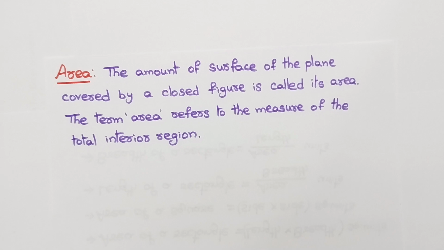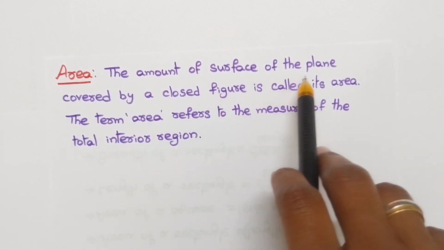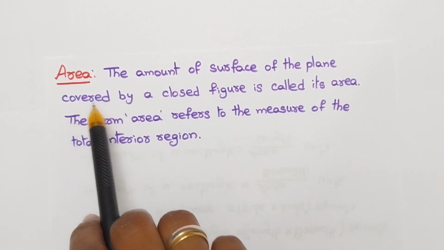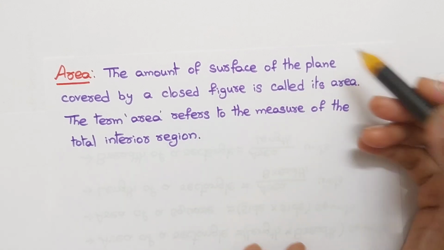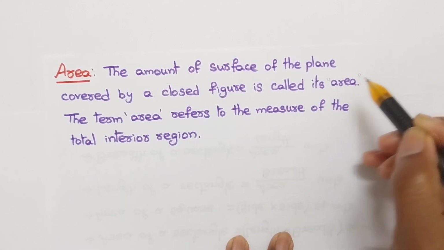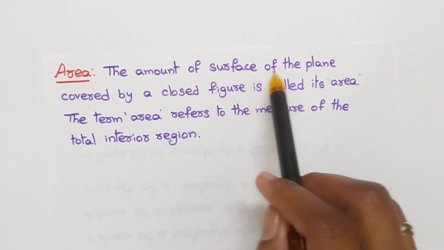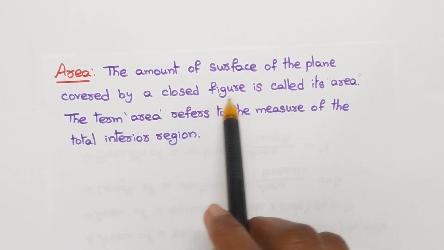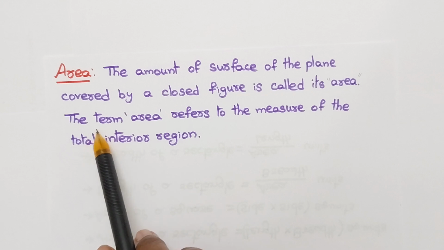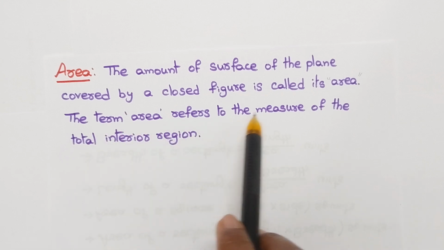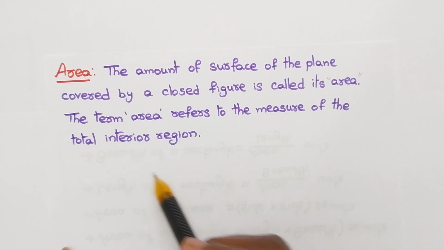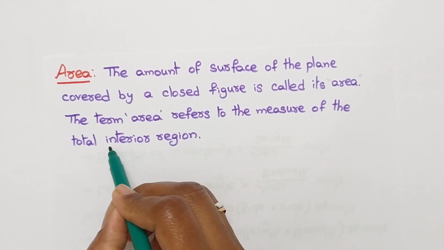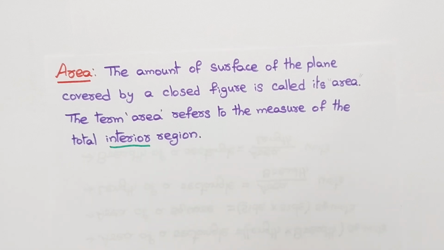What is area? The amount of surface of the plane covered by a closed figure is called its area. The term area refers to the measure of the total interior region. This is important, we need to consider.